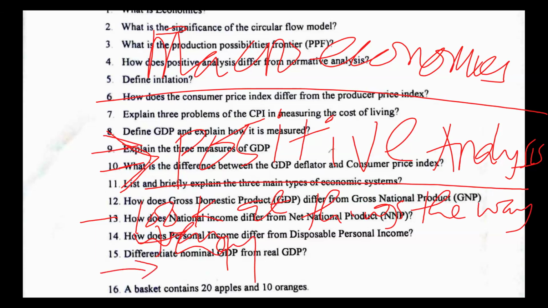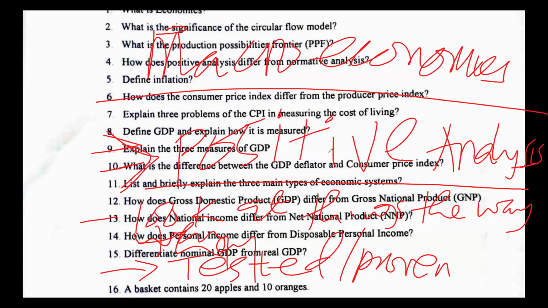Here, statements can actually be tested. They can be tested or proven right or wrong using scientific methods. You can use scientific methods to test whether these statements really make sense or they don't make sense. Positive analysis is very objective, super objective and very direct to the point.